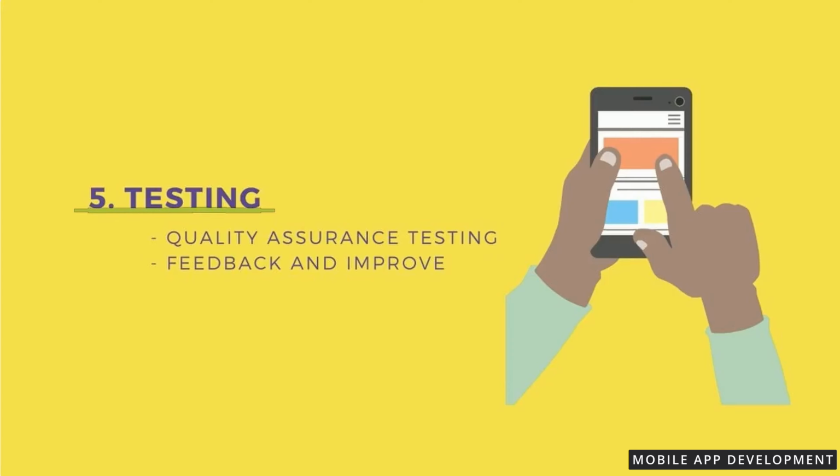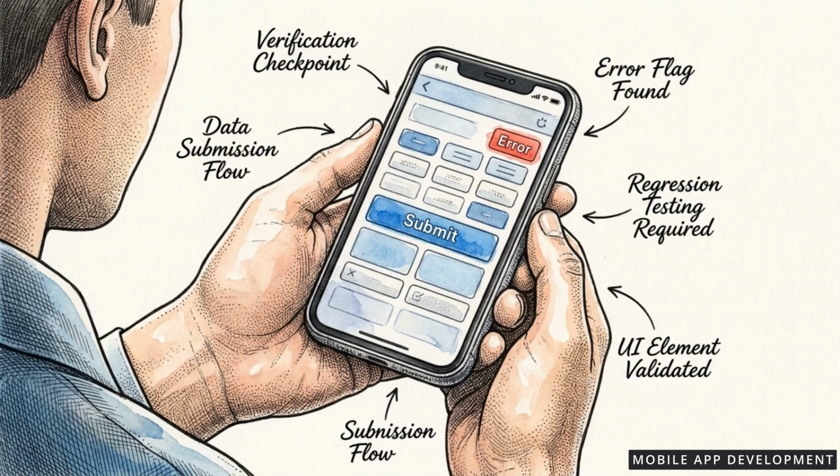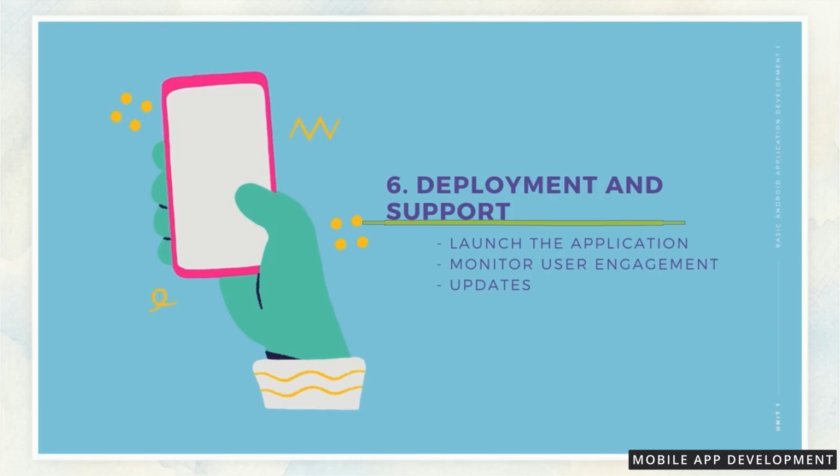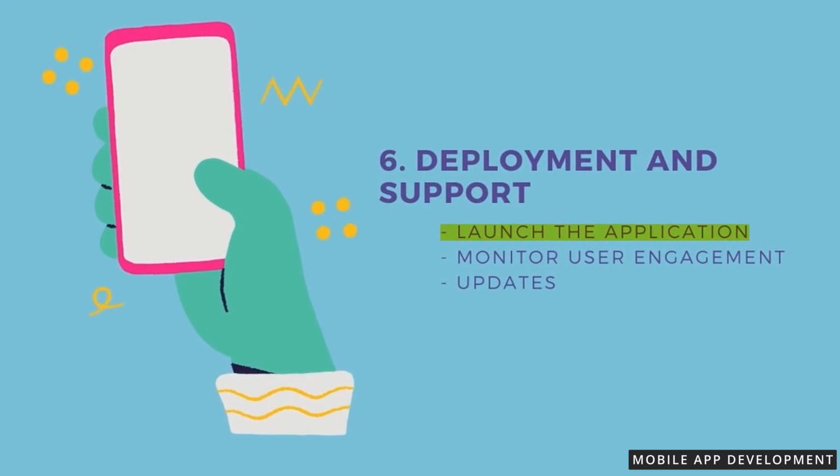Here in this graphic, we see step 5, testing. Developers perform rigorous quality assurance to make sure the app won't crash. They verify that it is stable, that the user data is secure, and that all those buttons and menus are actually easy to navigate. And finally, this illustration represents step 6, deployment and support. The app is officially launched on the App Store or Google Play Store, ready for commercial use by the public.